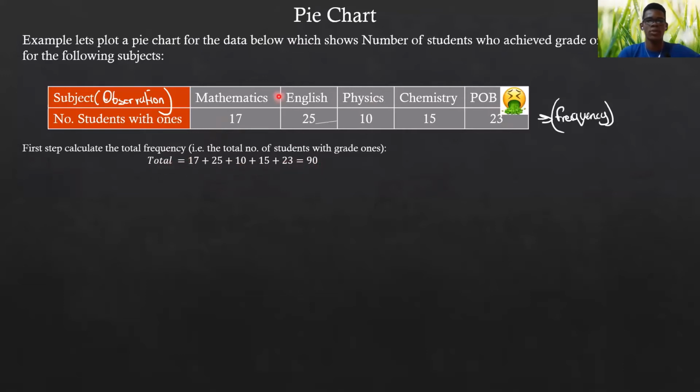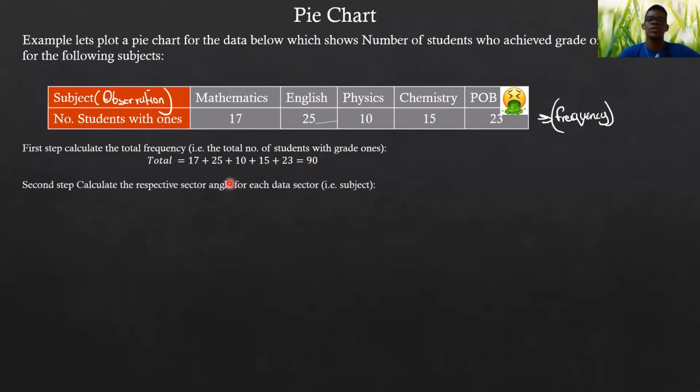So let's sum up and find the total frequency by adding 17, 25, 10, 15, and 23. That's your first step in plotting your pie chart. You need to know what the total is, and in this case, that's 90. So 90 is our total frequency.